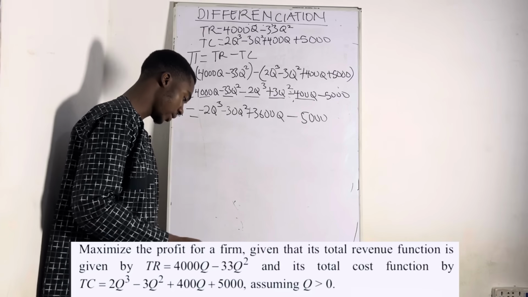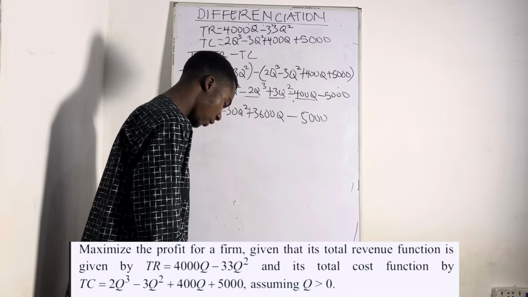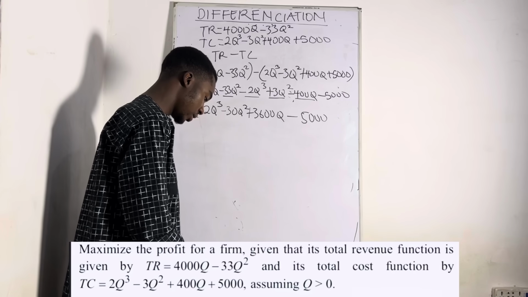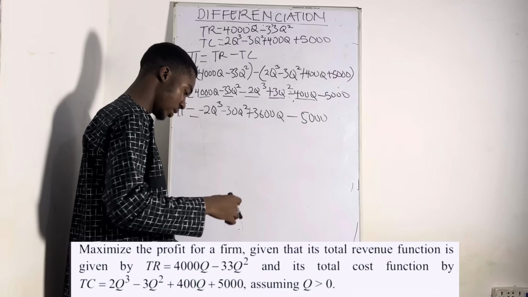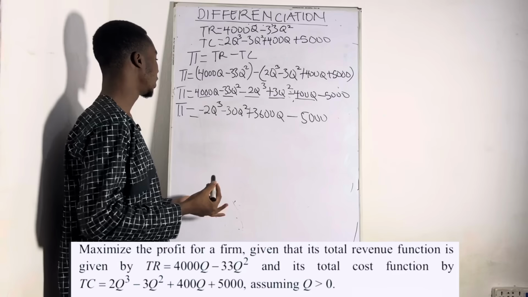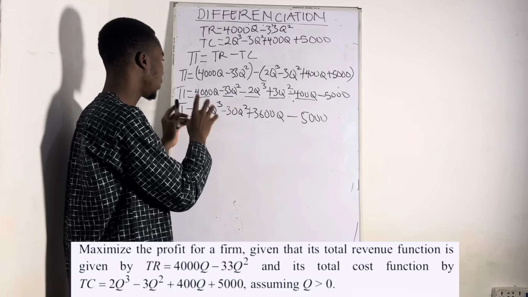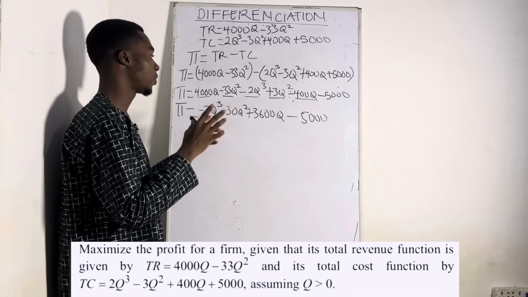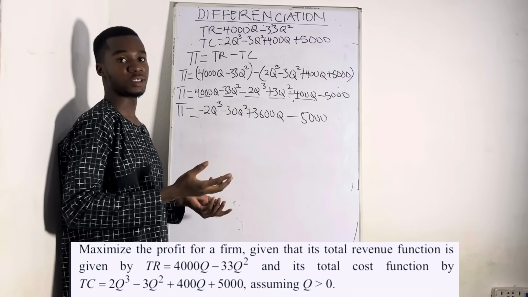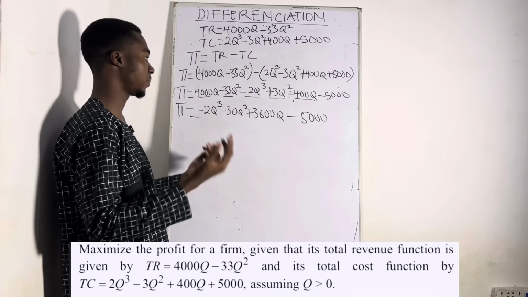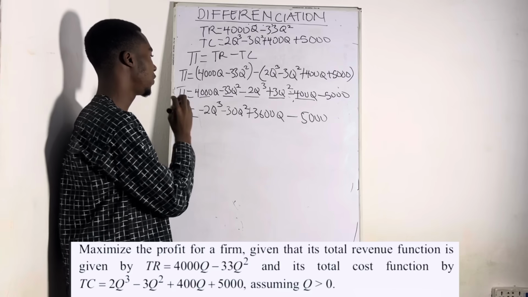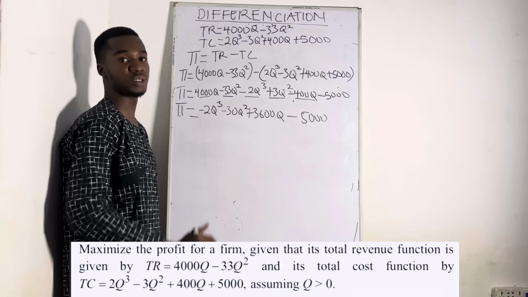The question says that we should maximize the profit for a firm, given that its total revenue function is given by this, and its total cost function is given by this. So now this is what you are supposed to maximize. This is the profit, and you're asked to maximize the profit. The questions are all the same for this type of question. If you have the function and you're asked to maximize, the first thing you do is differentiate this and equate it to 0.